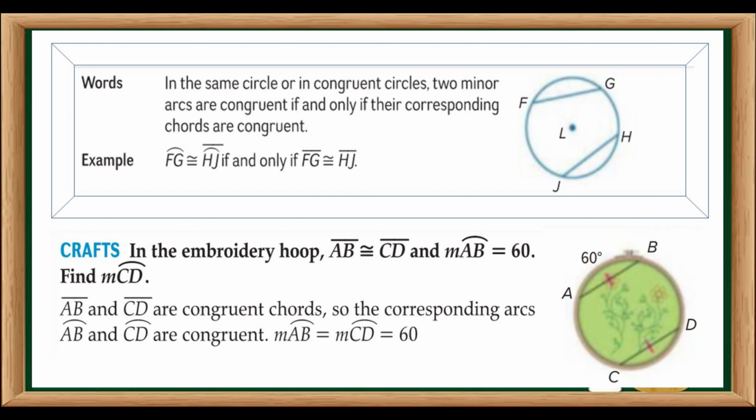So that means segment AB and segment CD are congruent chords. So the corresponding arcs, arc AB and arc CD, are congruent. So the measure of arc AB is equal to the measure of arc CD, that is equal to 60 degrees.